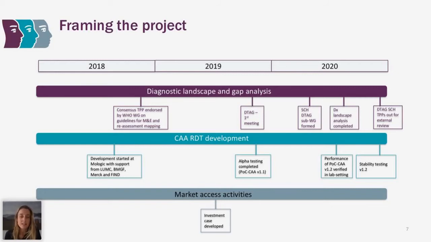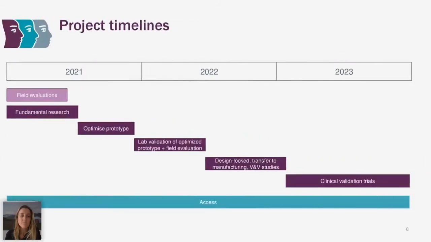And with R&D activities, it's also very important to look at the access component. So we started doing some activities back in 2019 for the investment case, for which some of you who are probably attending the call today were interviewed, to get some feedback on the Schisto RDT. So where are we now and where are we going?